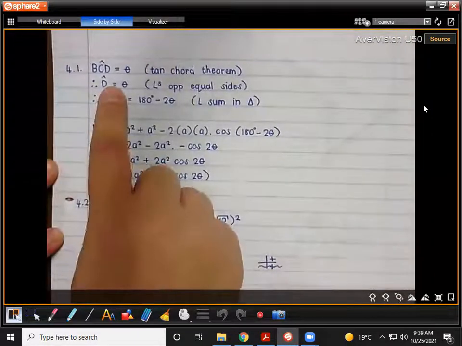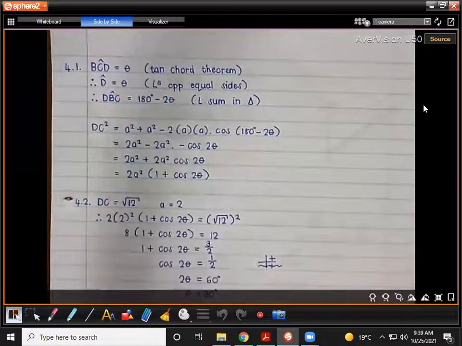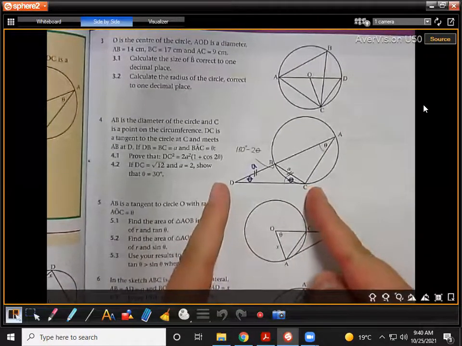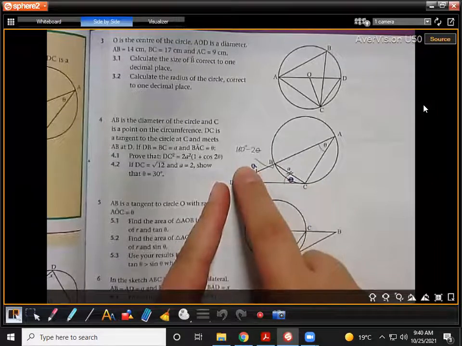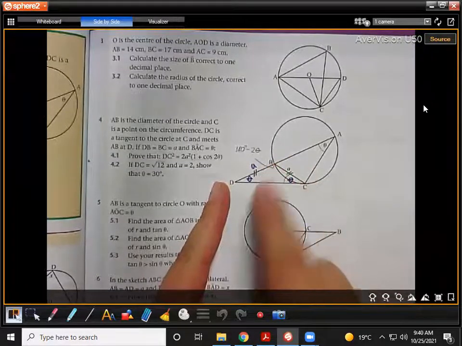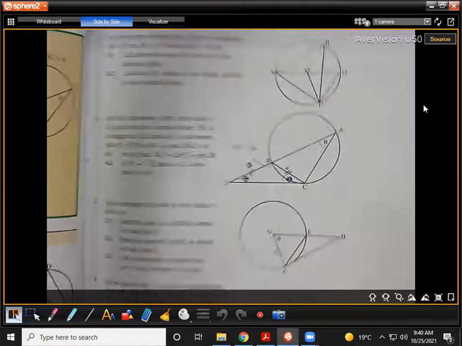So I said BCD is theta because of tan chord theorem. Therefore, angle D is theta because of angles opposite equal sides. And therefore, that top angle is 180 minus 2 theta because of angle sum in triangle. And then I just used cos rule in this bottom triangle. So I just said DC squared is A squared plus A squared minus 2 times A times cos of the included angle. And I then simplified it from there.